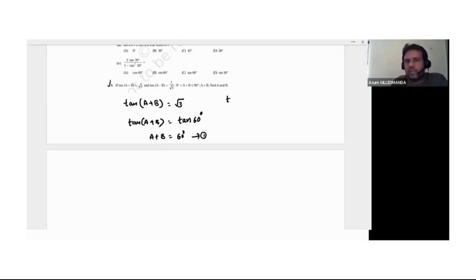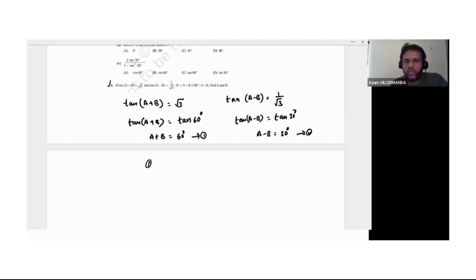Similarly, let's look at the second one. So this is tan A minus B. So what is tan A minus B? 1 by root 3. So tan A minus B equal to, for which value of tan is that 1 by root 3? This is for tan 30 degrees. Now, A minus B is 30 degrees. So this is equation 2.